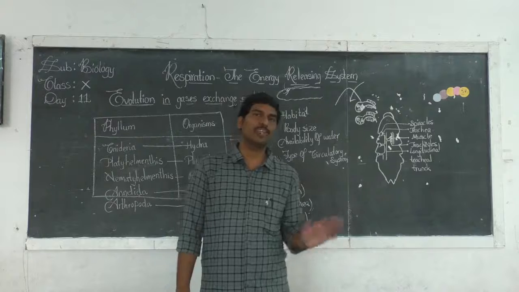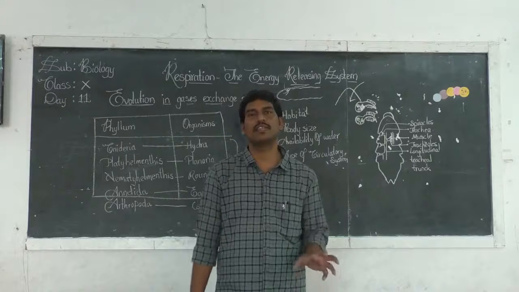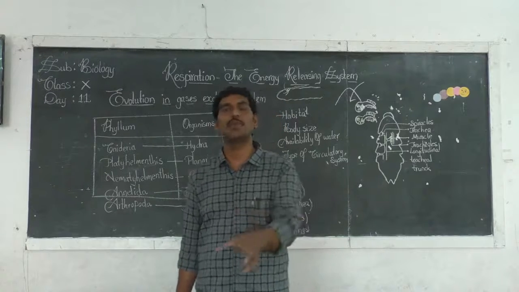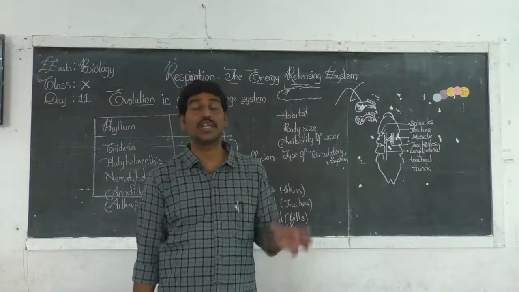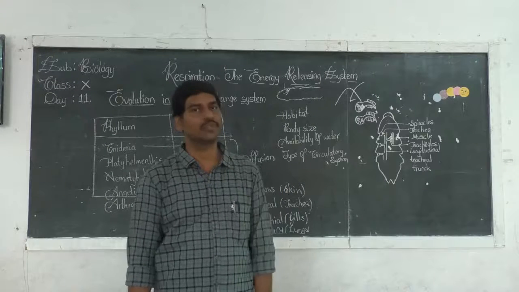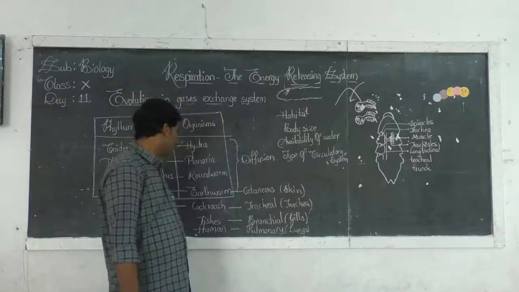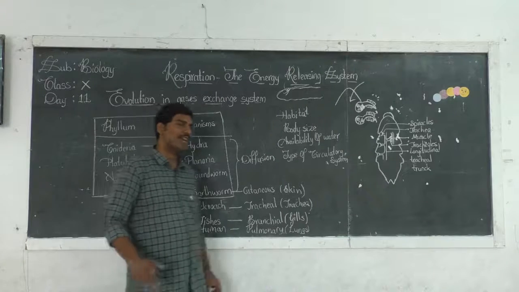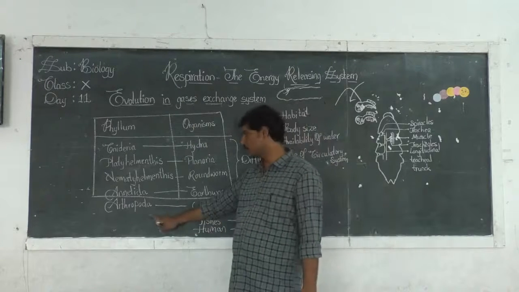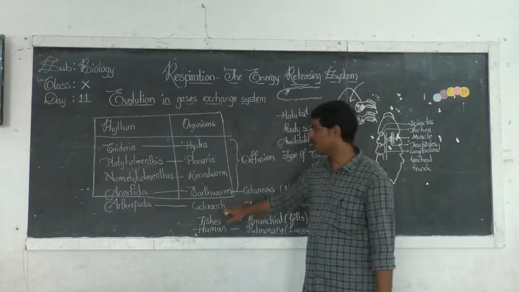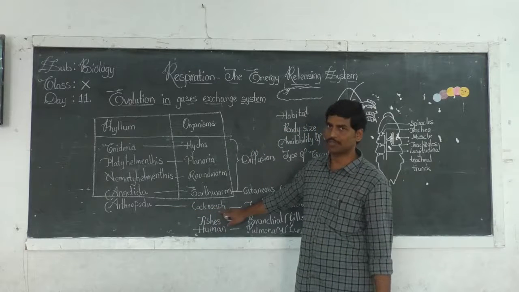So in order to prevent the skin from drying, you can look at frogs. Often they jump into the water to keep their skin moist, so that the gases can be diffused through the skin. Then, if you see some highly evolved organisms compared to annelids, they are arthropods. The best example of an arthropod is the cockroach.